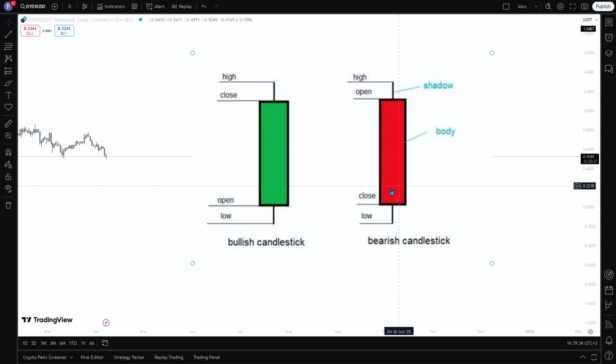Here the price opened and here it closed. The thick part here, this is called the body of a candle. It shows the open and close range. Color tells you who won the battle, bulls or bears. And these lines sticking out from the top and the bottom, we call them wicks or shadows. The top wick shows the highest price during that period, and the bottom wick shows the lowest price. So even if the candle closed higher or lower, it could spike way above or below during the time. That's important because it tells us about volatility and where the market rejected certain prices.